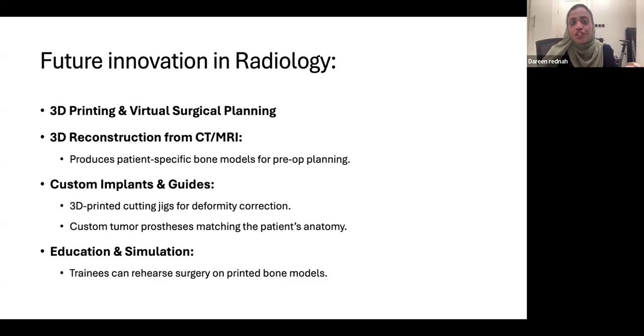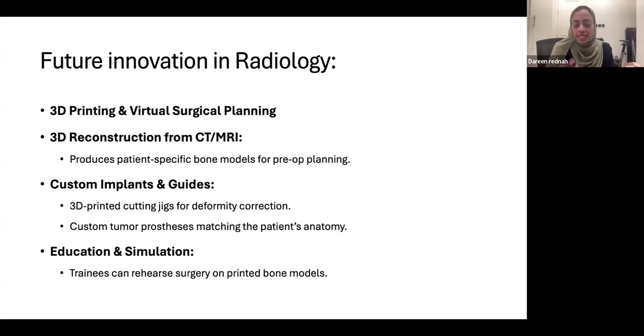3D printing and virtual surgical planning: 3D reconstruction from CT and MRI produces patient-specific bone models for pre-op planning. We used to do this in King Faisal Hospital. When we do a CT and MRI, they put it in the 3D labs and they print the tumor with the real-time size and the cutting jigs, custom implant.